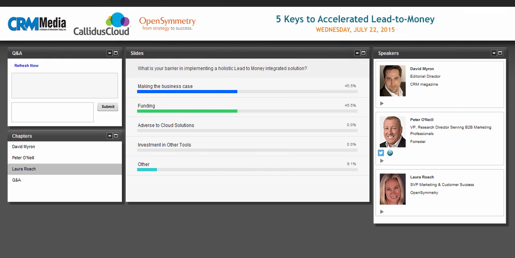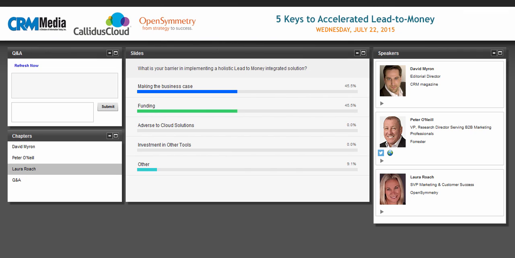Okay, so it looks like the poll results are in, and in response to the question, what is your barrier in implementing a holistic lead-to-money integrated solution? It looks like we have a tie at 45.5% between making the business case and funding. So pretty interesting results. I wonder, Laura, if that's what you're finding with your prospects and clients as well.